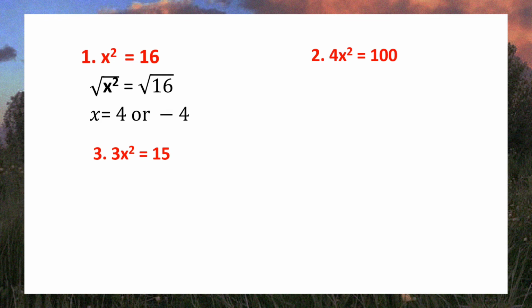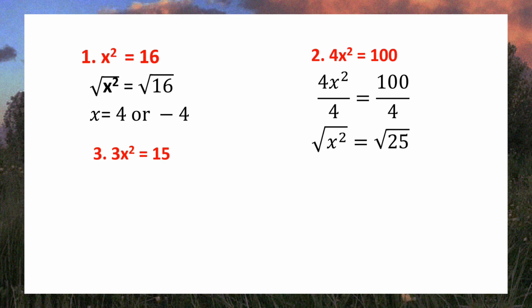So, in number 2, as you can see, meron tayong value ng a which is 4. So, we need to divide both sides first by 4 para mas masimplify natin. So, this will become x squared equals to 25. Then, extracting the roots, the square root of x squared is x, and the square root of 25 is positive 5 or negative 5.